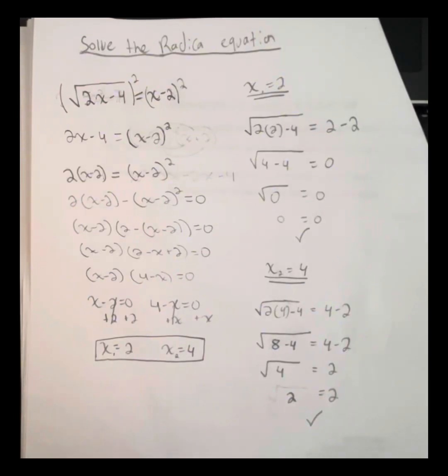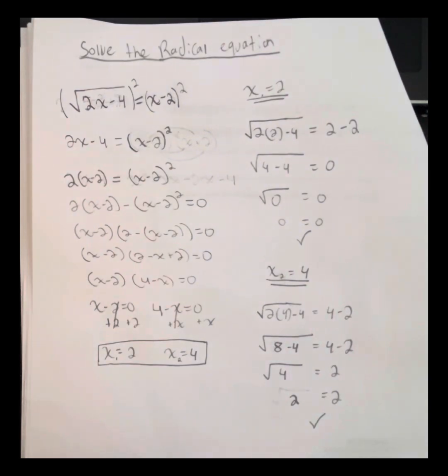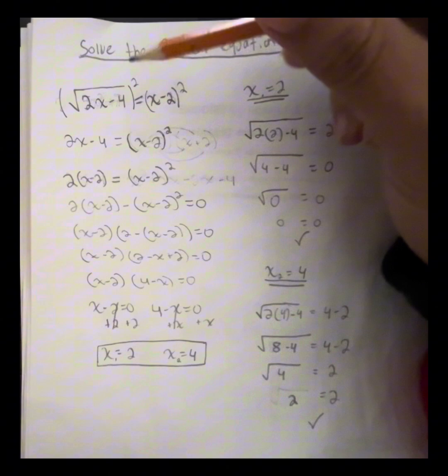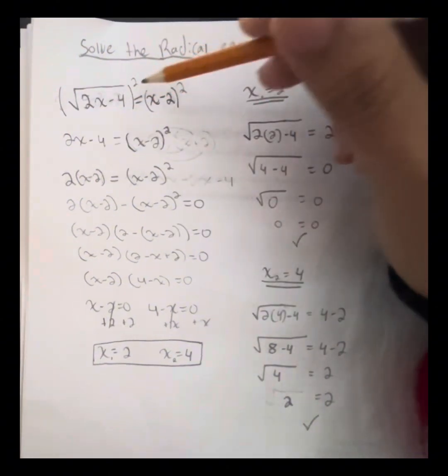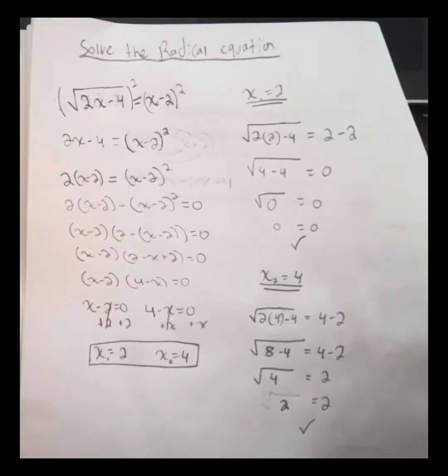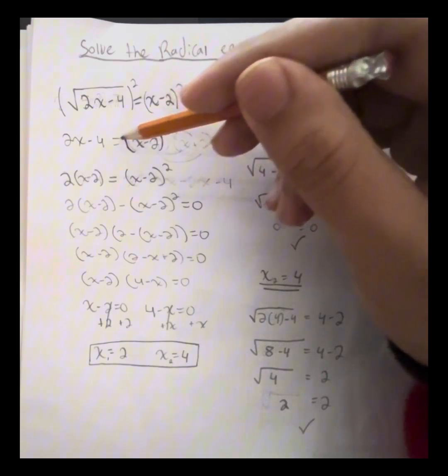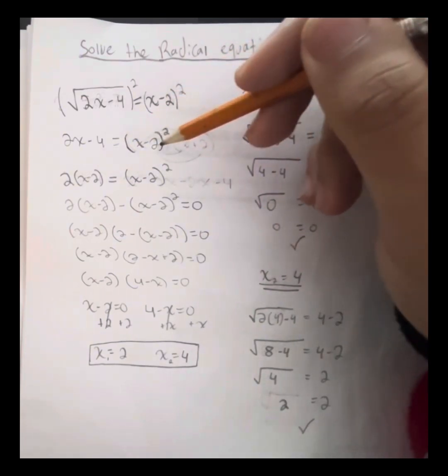And for the last question, I need to solve this radical equation. So the radical equation is square root of 2x minus 4 equals x minus 2. So first we need to square both sides, to get rid of the square root sign. So we're going to get 2x minus 4 equals x minus 2 squared.